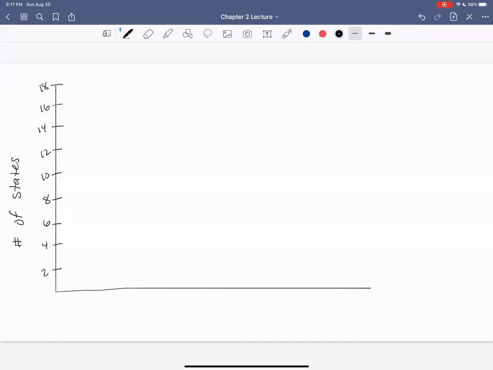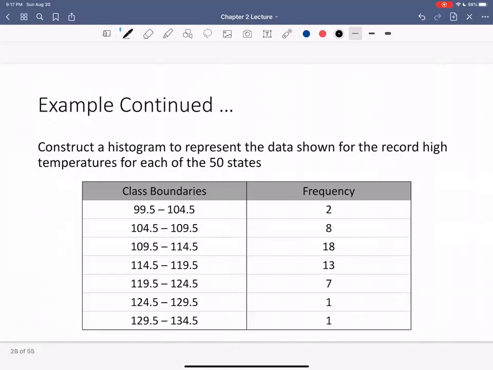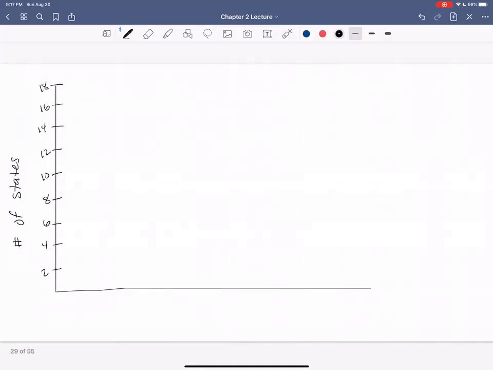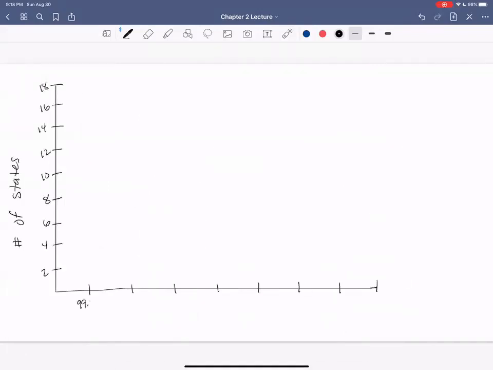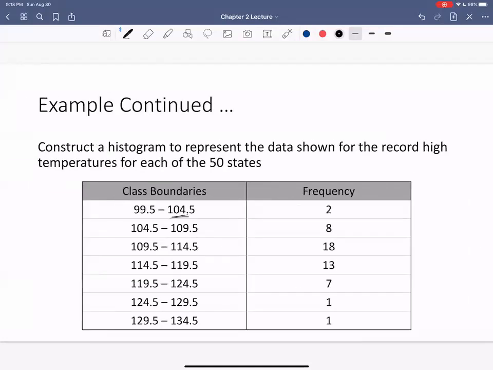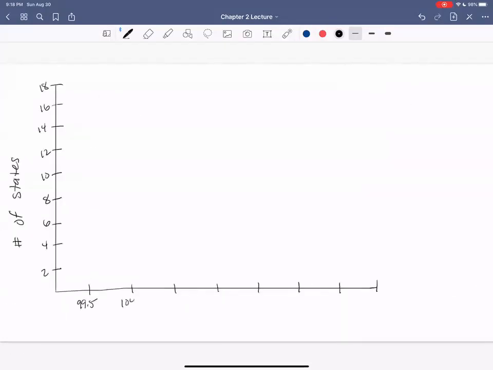All right, next are our class boundaries. So if you remember, here they are right here. Right, here's all of our class boundaries. So these intervals are what's going to go on the x-axis. So I'm going to bring it off the middle here. So there's 1, 2, 3, 4, 5, 6, 7. So our smallest one right here at 99.5, that's going to go right here, 99.5. The next one, which is 104.5, that's going to go right here, 104.5.